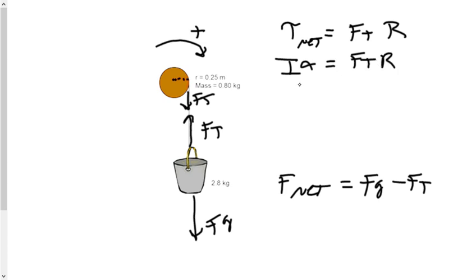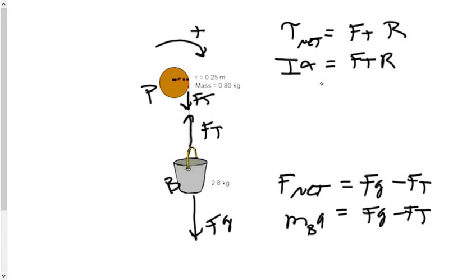Now we have a bunch of unknown variables here, but we can substitute something in that will help us only have a couple of variables. But this, of course, is going to be MA equals force gravity minus force tension. Now let's call this the bucket B and this the pulley P. So I'm going to put a sub B right here, because this is the mass of the bucket times A equals force gravity minus force tension.